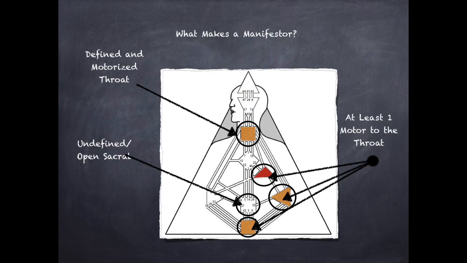And because there's a motor to the throat, that means the throat will always be defined, or the throat will always be brown, because anything that's undefined is white and anything that is defined is a color that is specific to that center. Now that we know a little bit about a manifestor, let's have a look at some charts.